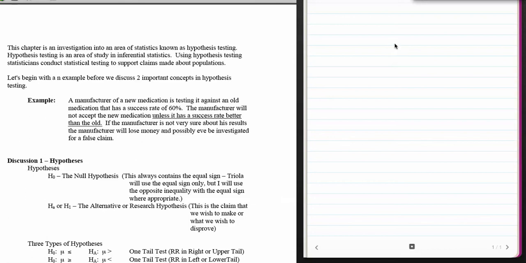This is an introduction to hypothesis testing. So the first thing that we're going to talk about is kind of the basics of hypothesis testing. First of all, you should know that hypothesis testing is done to make inferences about the population.